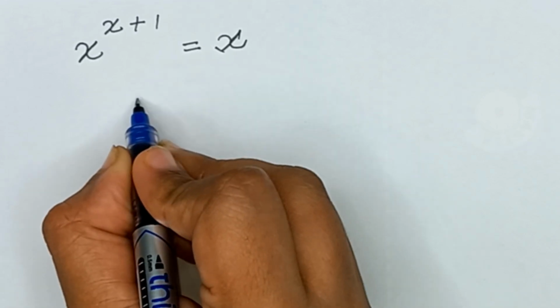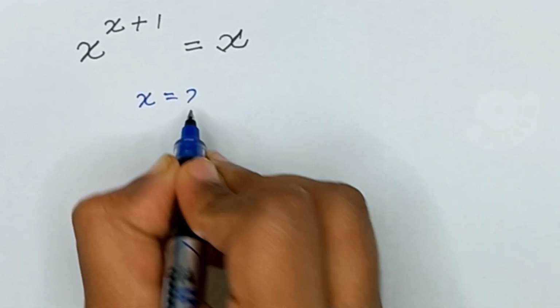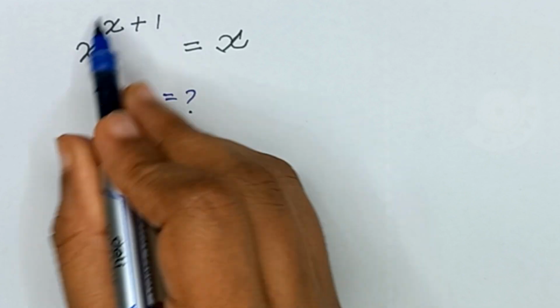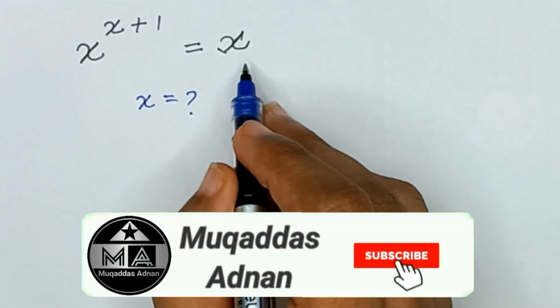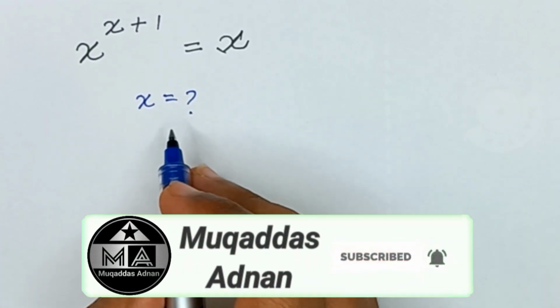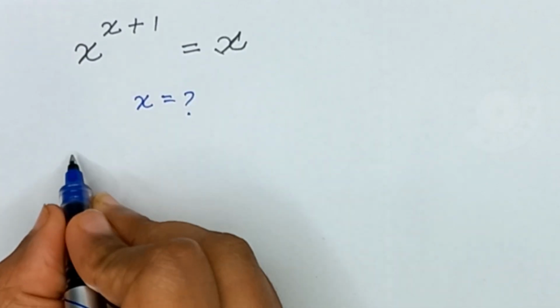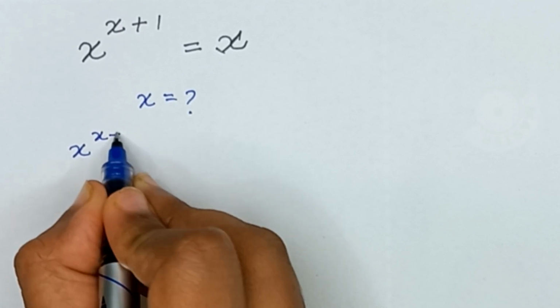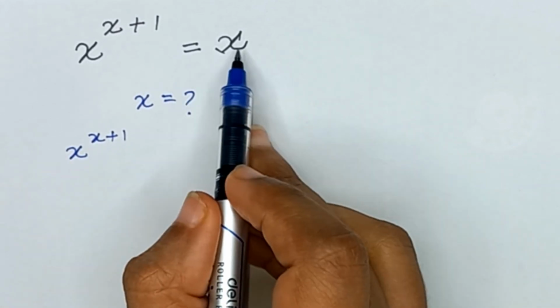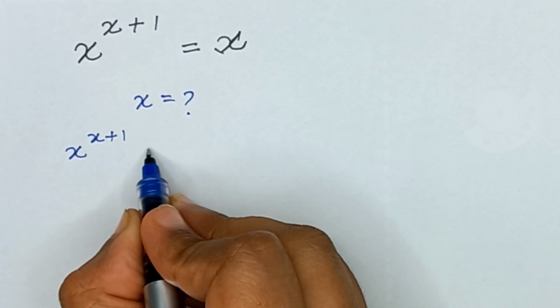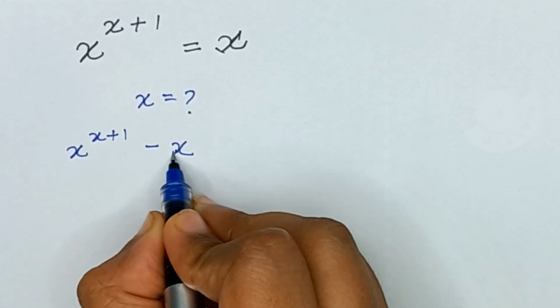So we will find the value of x from this given equation, which is x raised to the power x plus 1 is equal to x. So here we have the equation x raised to the power x plus 1. We can take this x to the left hand side, so it will become minus x.